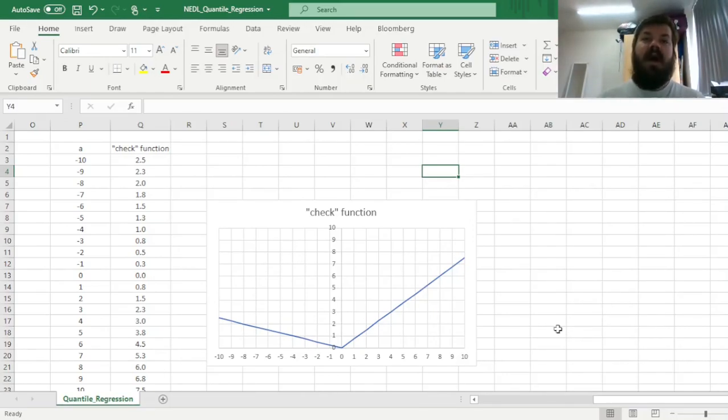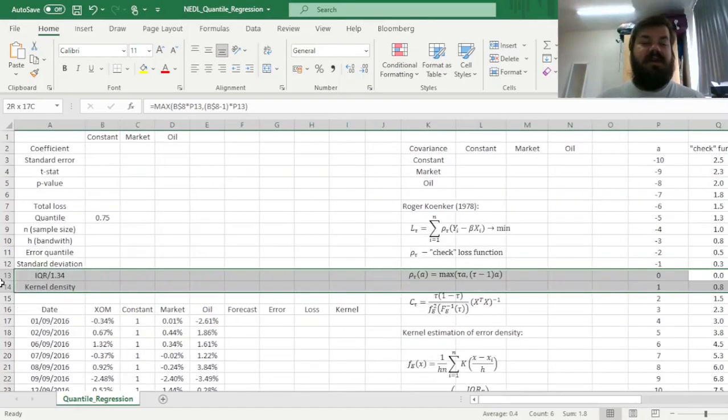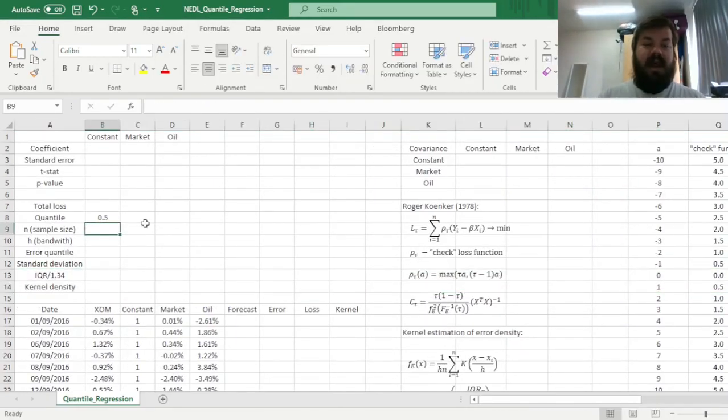That would give you a quantile that is higher than 0.5, that is higher than the median. So let's now change it back to 0.5 and estimate the conditional median of ExxonMobil returns, conditional on particular market and oil returns, given our data and using quantile regression.